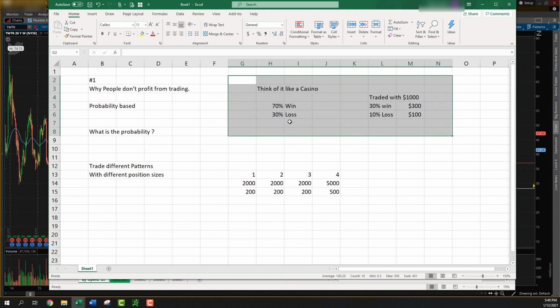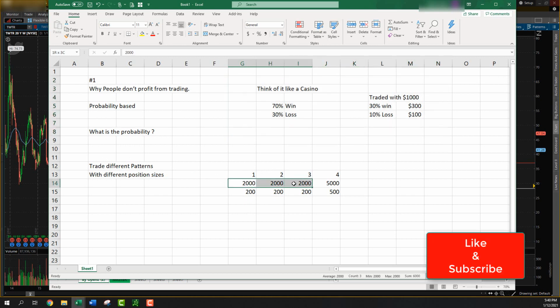So that was pretty much it. That is just one of the biggest pieces of advice I can give for beginner traders. Just stick to one particular pattern. Make sure you stay with the same position size.